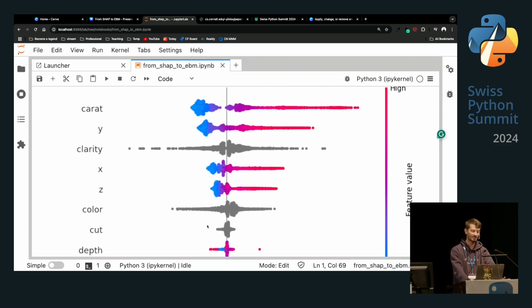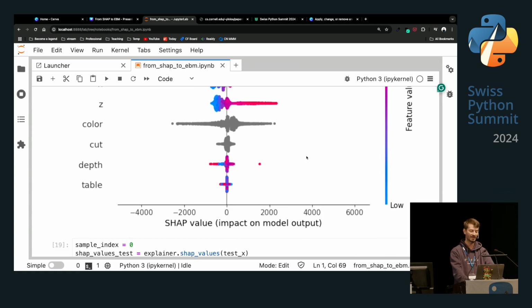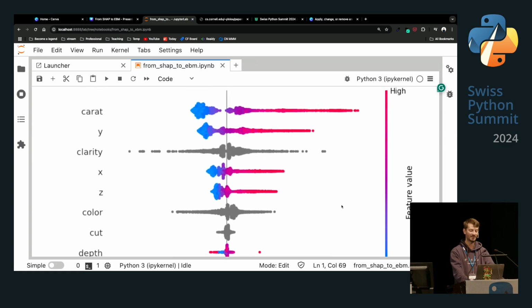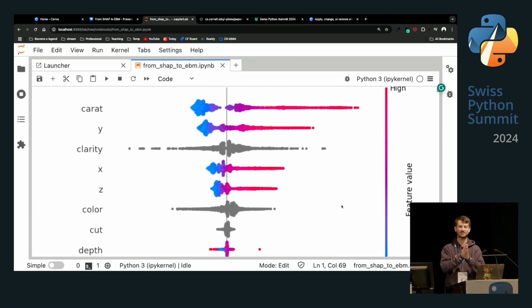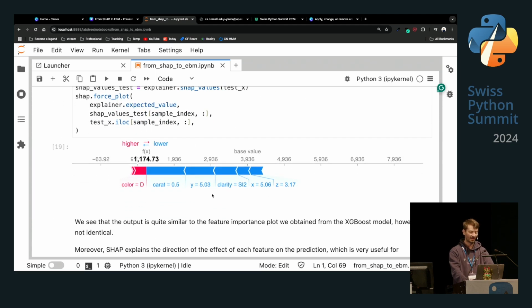What SHAP does is give an idea of the direction imposed by each feature, so the positive or negative contribution of each feature. We see that the higher the value of carat, the higher the difference between the no-information price and the actual prediction. And we can see this information also for a specific sample.